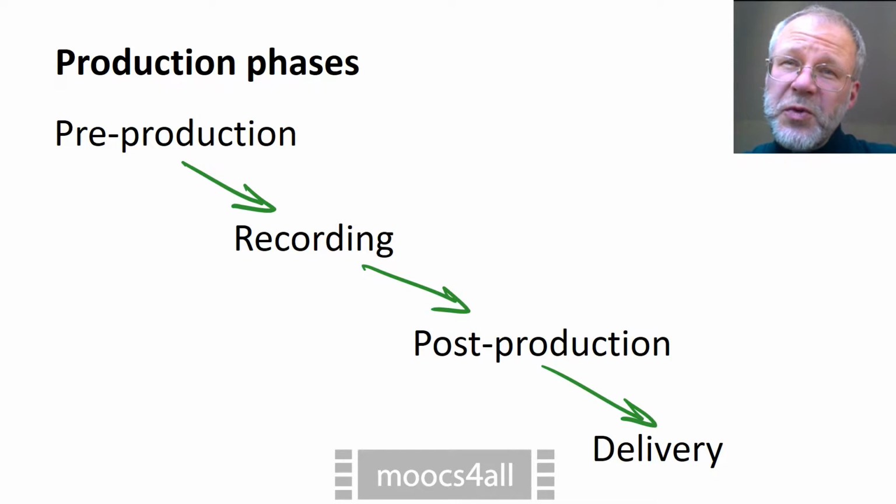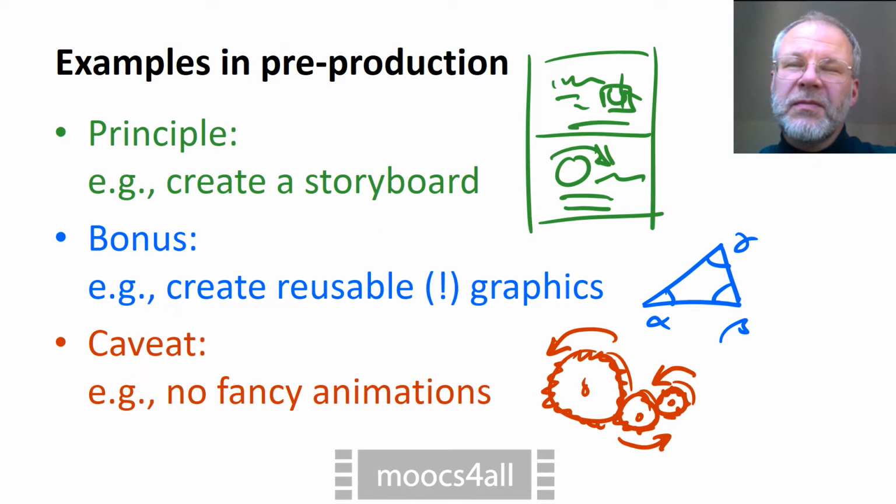The production of a MOOC may be pretty similar to the production of a movie. So we may have a pre-production phase where scripts are being written, for instance, a recording phase where the actual shooting is being done, a post-production phase mostly concerning editing, and finally a delivery phase. Here are some examples concerning the pre-production phase.